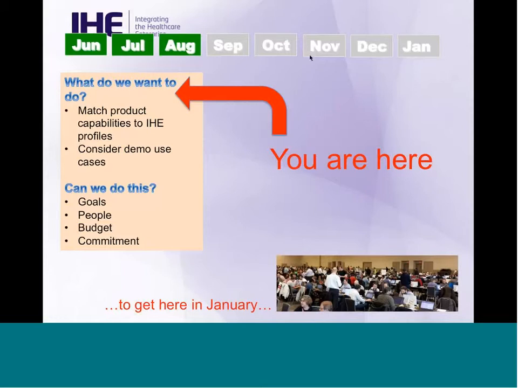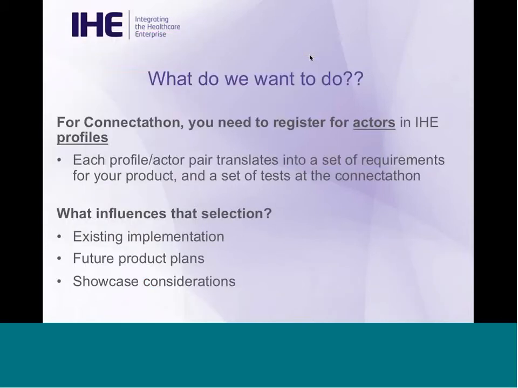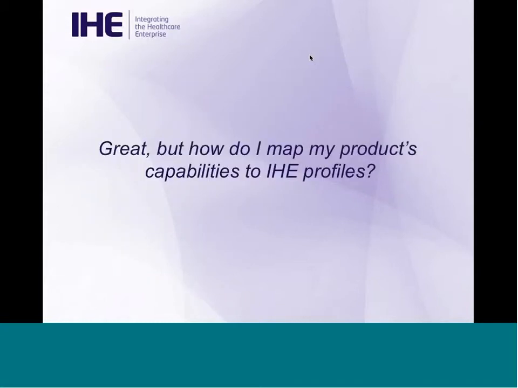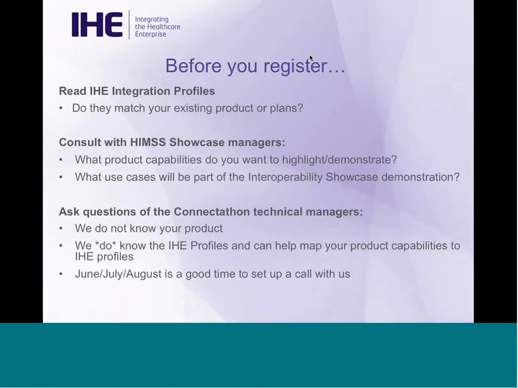And then, of course, you have to think about the goals you have, the people that you have to apply to this, the budget and commitment it's going to take to prepare to get to that face-to-face event in January. So in deciding what you want to do, you're going to select profile actor pairs. What influences that decision? What you have in your product today, what you want in your product in the future, and perhaps what you want to demonstrate. But if you're brand new to IHE, how do I go about knowing what my product does from an IHE point of view?